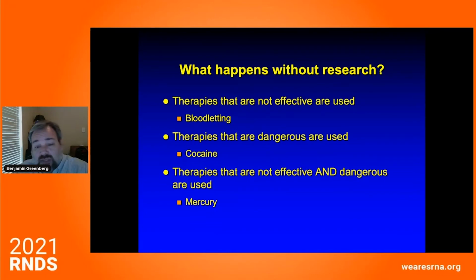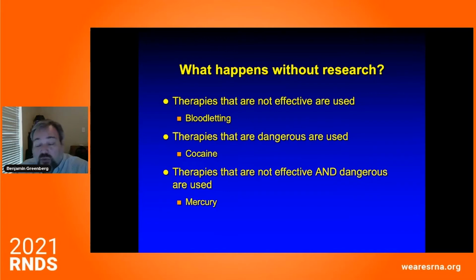There are some therapies that are dangerous, but could be used. Cocaine was used medicinally for decades because there were advantages. It could be used as a topical anesthetic. It could be used as a supposed modifier of mood because you feel a lot better after cocaine, but it came with significant dangers. And then there are therapies that are neither effective nor safe.